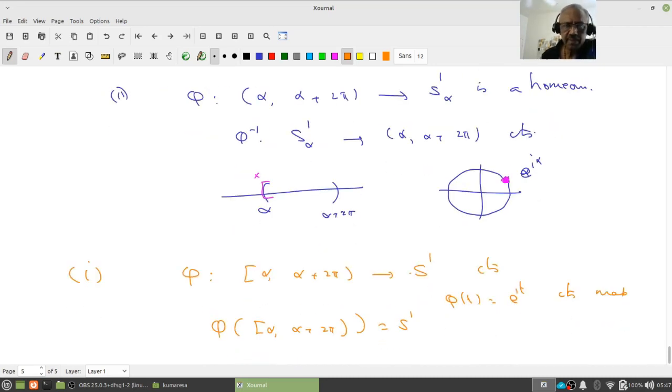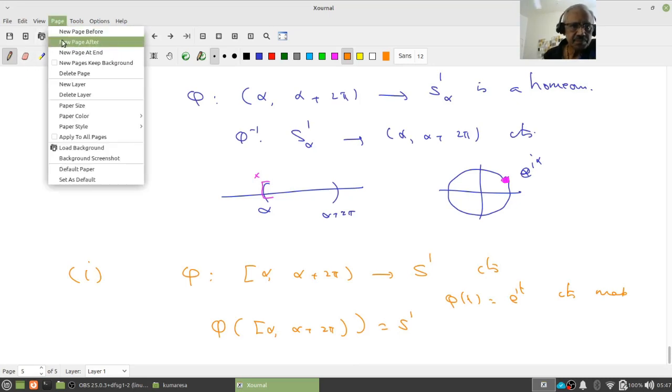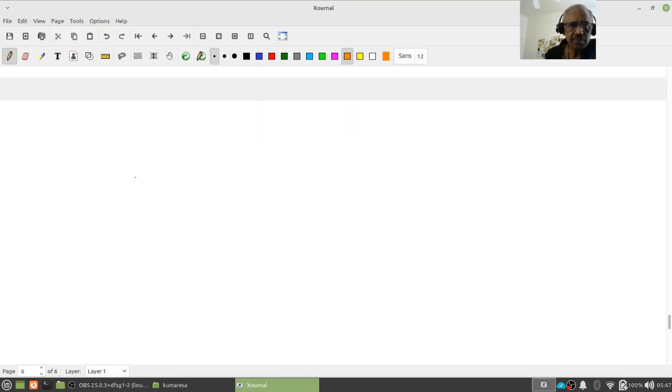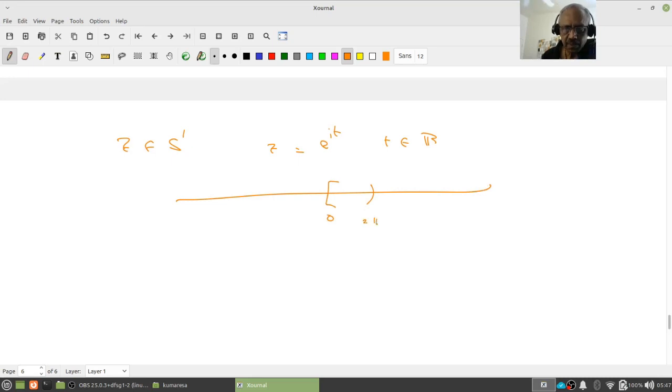Do you see why? How do you prove that? You should not assume that. Remember, we know given any z in S1, z equals e power i t for some t in R, right? Now let us look at R. This is 0 to 2 pi, etc., right? And 2 pi to 4 pi, like that.